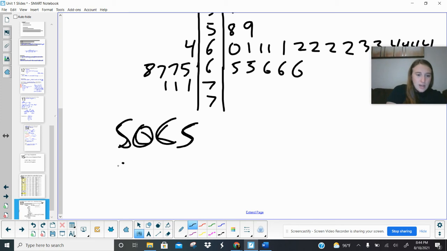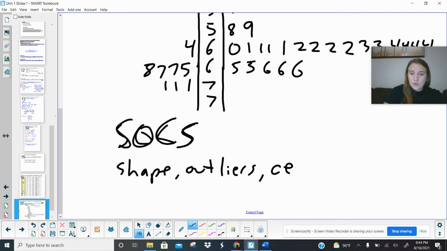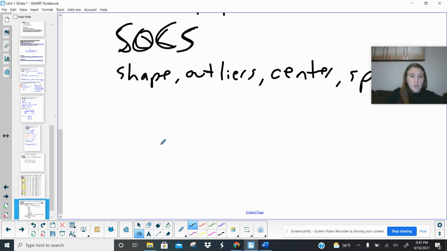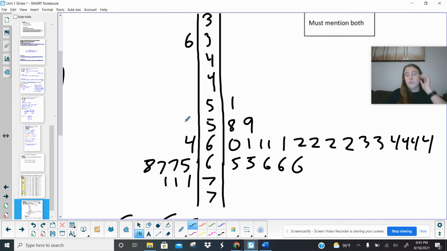We have shape, outliers, if any, gaps and clusters kind of falls in that category, center, and spread. So we are just going to write a couple sentences describing these distributions and comparing them, see if we have any similarities. So let's talk about the shape of both of these distributions.